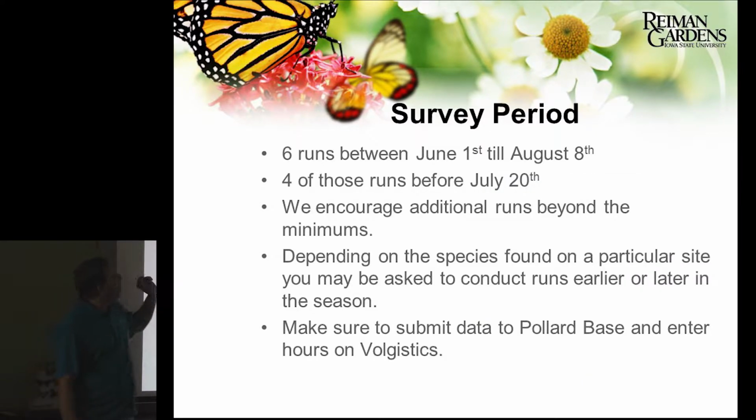All right, so when do we conduct our runs? As part of our protocol, so that we can standardize and really get a good picture, we have minimum conditions. So what are our minimums? 6 runs between June 1st and August 8th. That's when a big bunch of our butterflies are out. And we'd like 4 of those done before July 20th. Now, those are our minimum survey times.